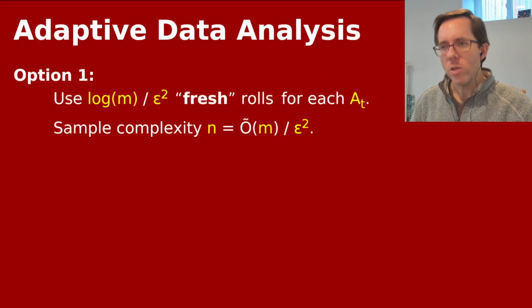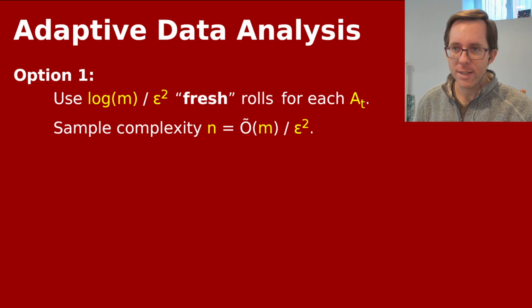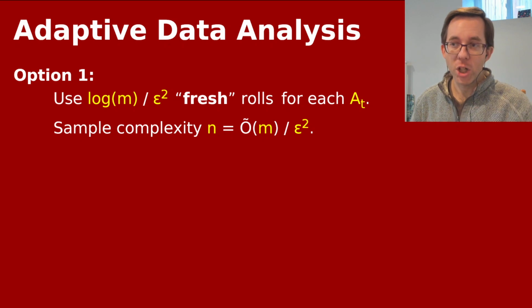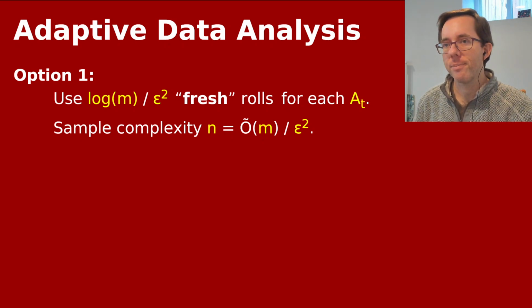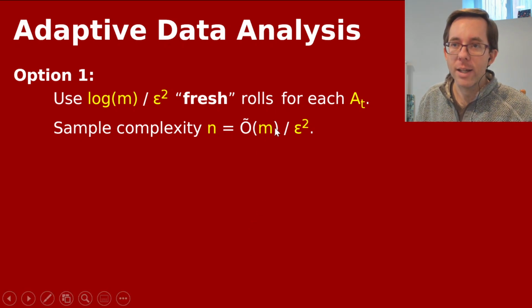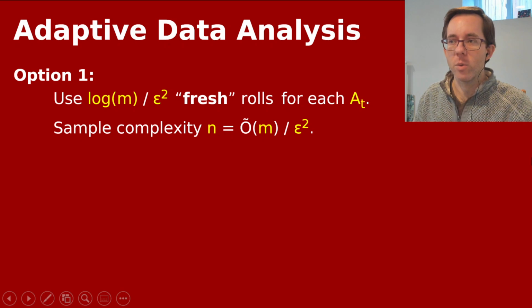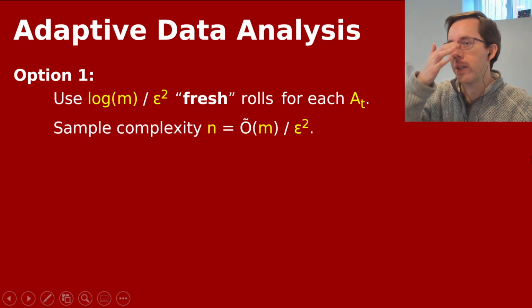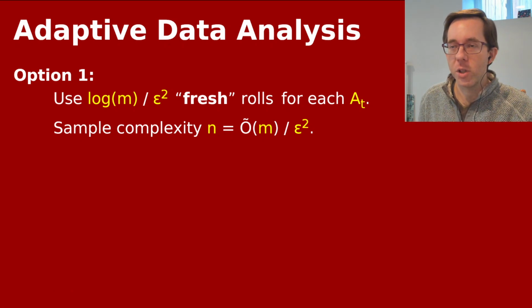So what can you do to get around this difficulty? One thing you can do, and it's the classical suggestion from statistics textbooks, is to just use fresh rolls of the dice for every new event, A sub t, that you want to estimate. But then if you have M events, your number of samples will scale linearly in M. It'll be M times log M over epsilon squared. Okay, and that's quite disappointing. It's exponentially worse dependence on M.